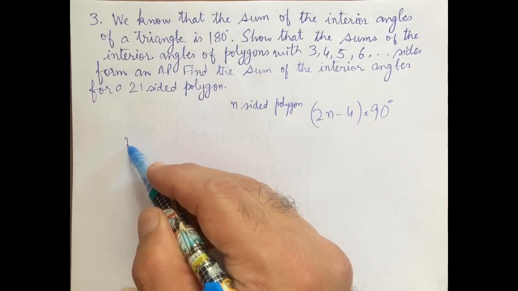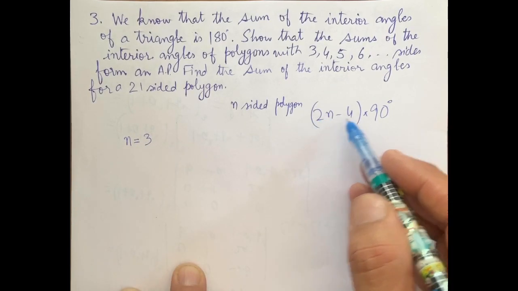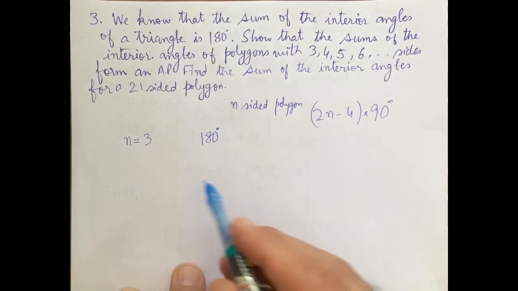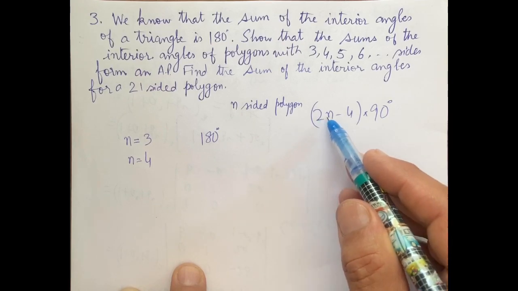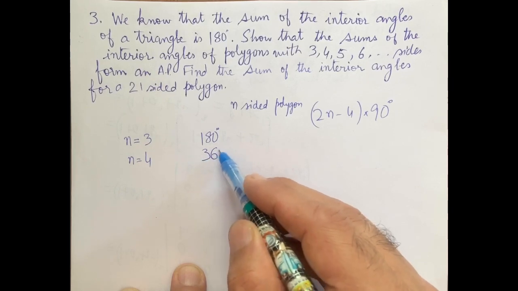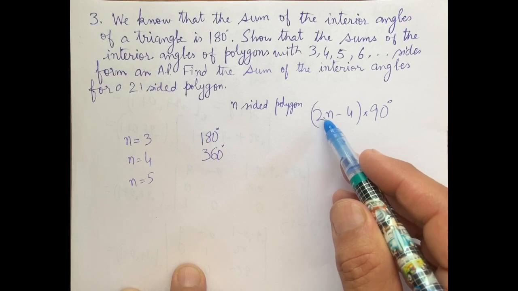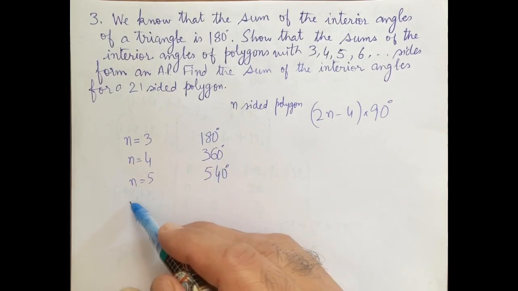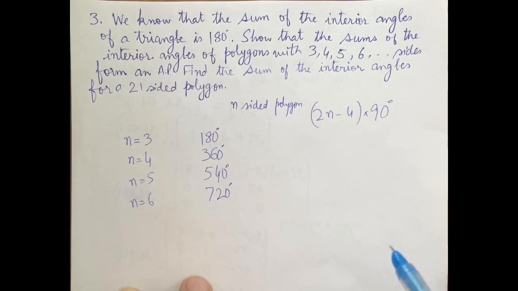So for a triangle, when n is 3, this will be 2 into 3, 6, minus 4, 2 into 90, this is 180 degrees. We know this is true. For a quadrilateral n is 4, so this will be 4 into 2, 8, minus 4, is 4 into 90, this is 360 degrees. Then for n equal to 5, this will be 10 minus 4, 6 into 90, 540. For 6, this is 720 degrees and so on.